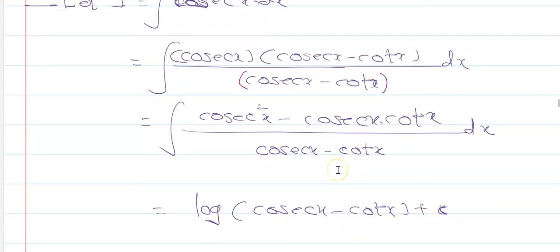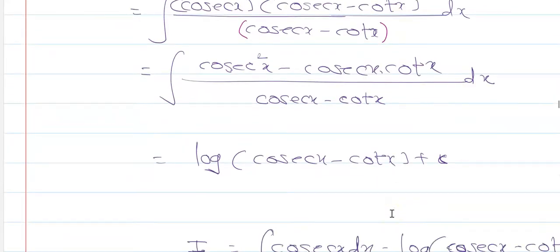Here is a function, that is cosec x minus cot x. What is its derivative? The derivative of cot x is minus cosec square x, but here there is a minus, therefore its derivative is cosec square x. And what is the derivative of cosec x? Minus cosec x into cot x. Therefore here is a function, and to the numerator there is its derivative, and hence the answer is log of cosec x minus cot x plus c. This is the answer.